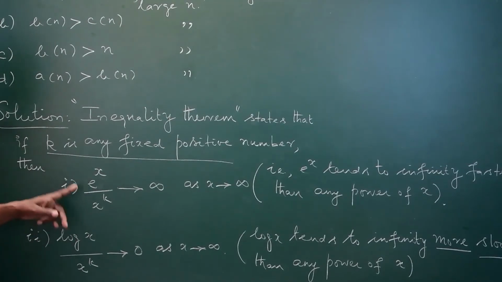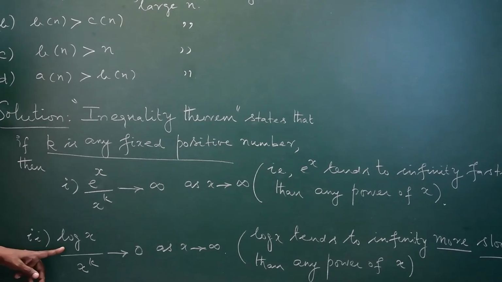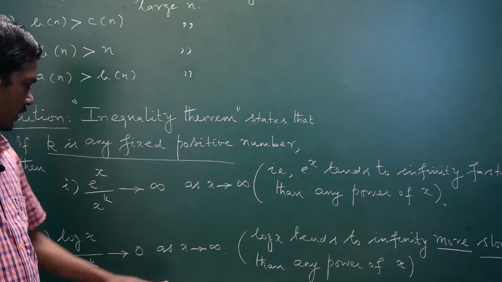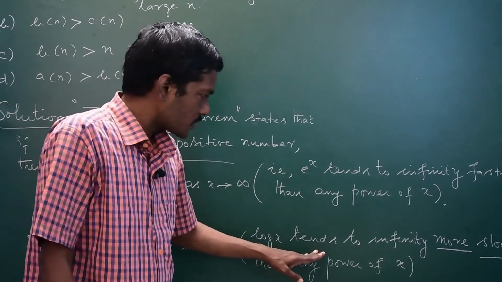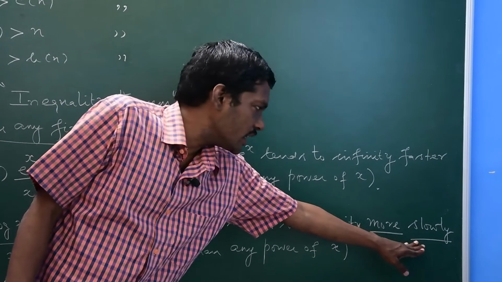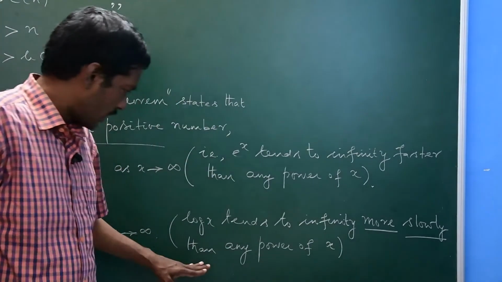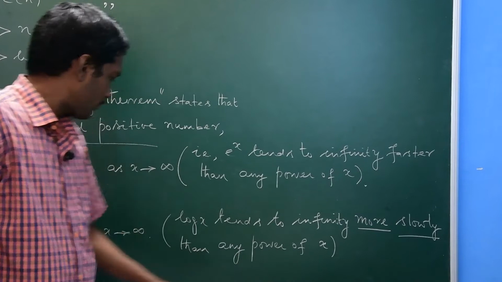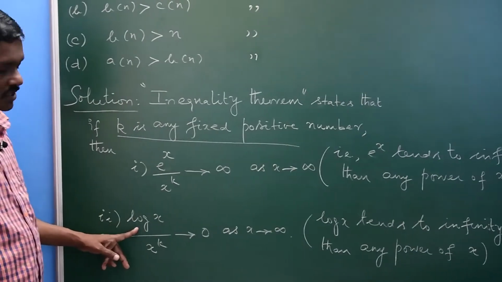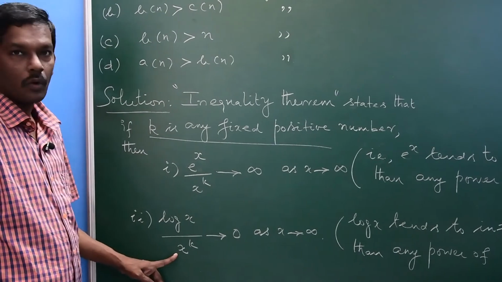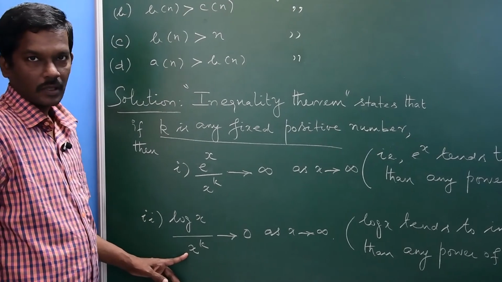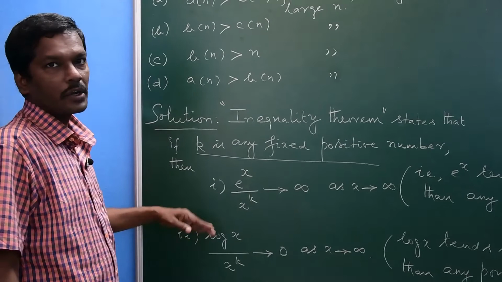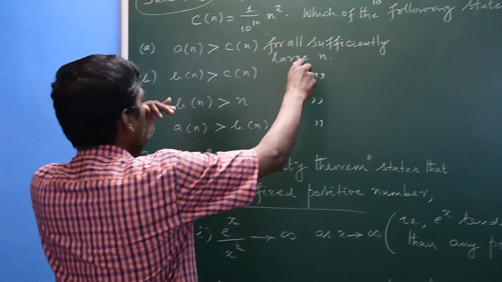Now the second result is log x upon x power k tends to 0 as x tends to infinity. The meaning of that is log x tends to infinity more slowly than any power of x. Therefore, the growth of the log function is much slower than the growth of the polynomial function. So these two results we are going to make use of. Now let us come to the problem.